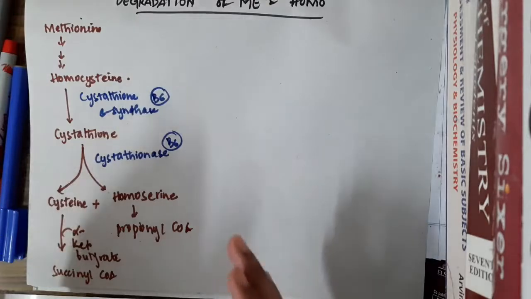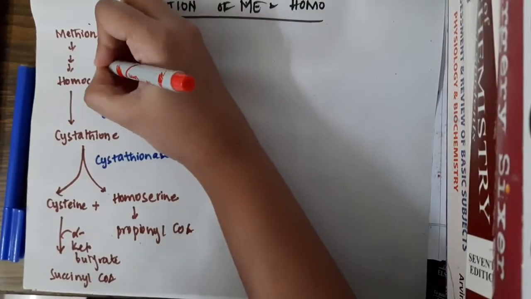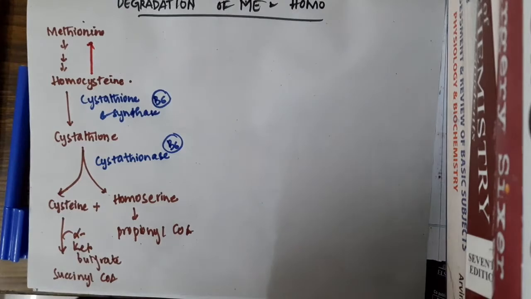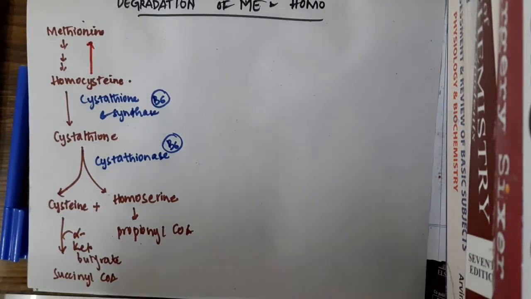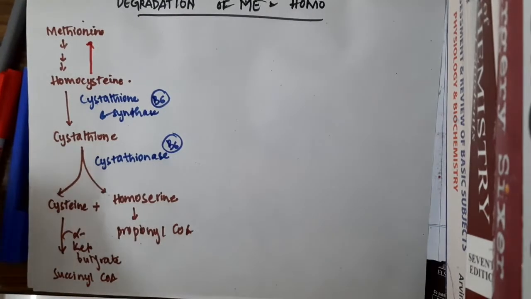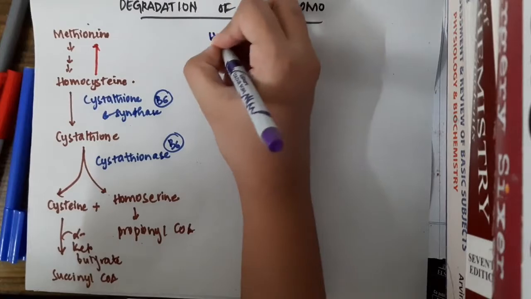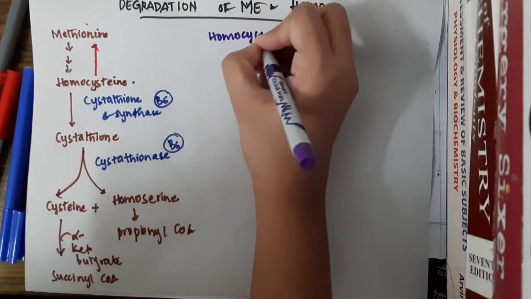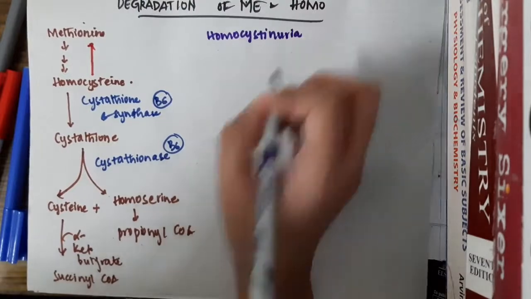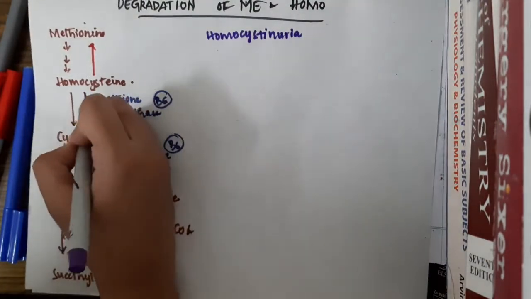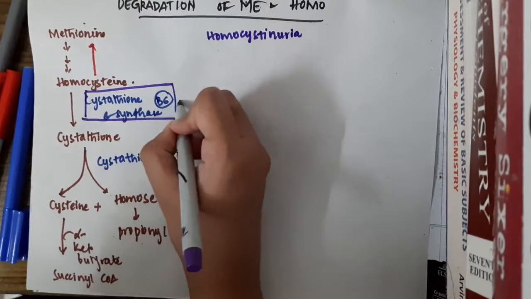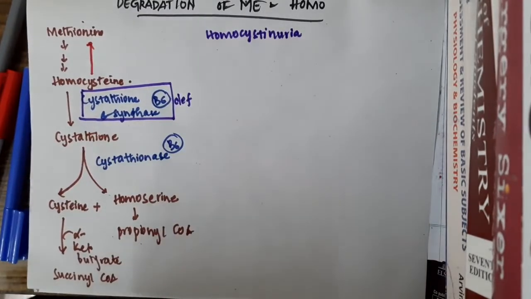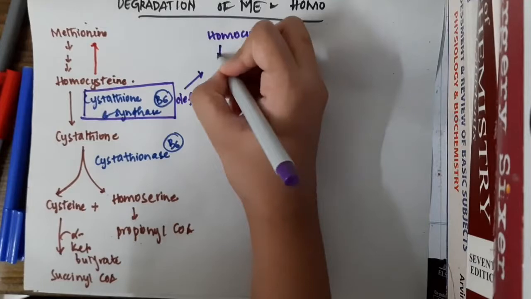This is the degradation process of methionine and homocysteine, and also formation of cysteine occurs. Homocysteine will also get converted to methionine by methyl transferase. Right? Now, there is a disorder which is called homocystinuria. This homocystinuria occurs when there is deficiency of cystathionine beta synthase.